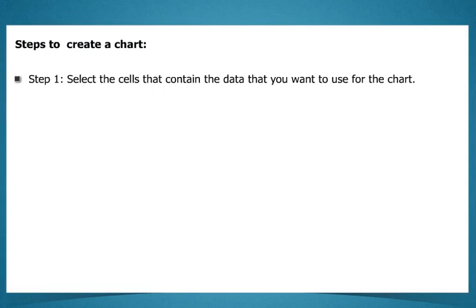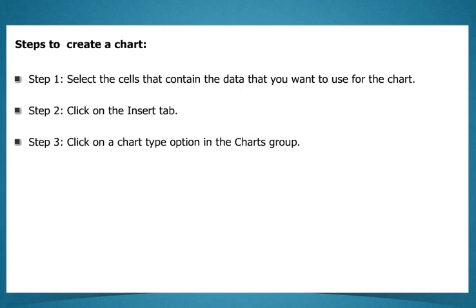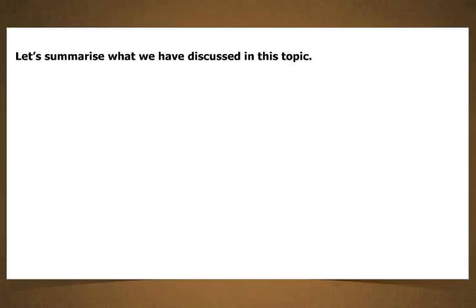To summarize, let's see the steps below to create a chart. Step 1. Select the cells that contain the data that you want to use for the chart. Step 2. Click on the Insert tab. Step 3. Click on a Chart Type option in the Charts group. Step 4. Select a chart type from the displayed list. Let's summarize what we have discussed in this topic.